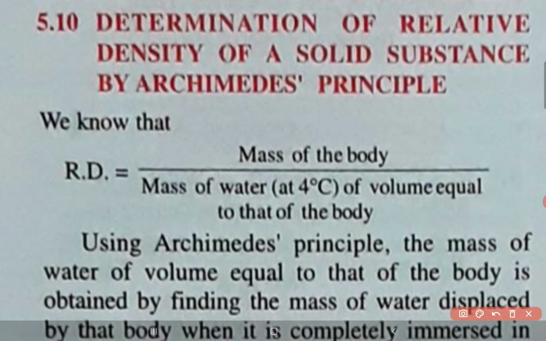From that discussion we all know that the relative density is equal to the mass of the body by the mass of water of volume equal to that of the body. We had discussed till here, if you remember: the mass of the substance by the mass of the water, provided they are of the same volume.